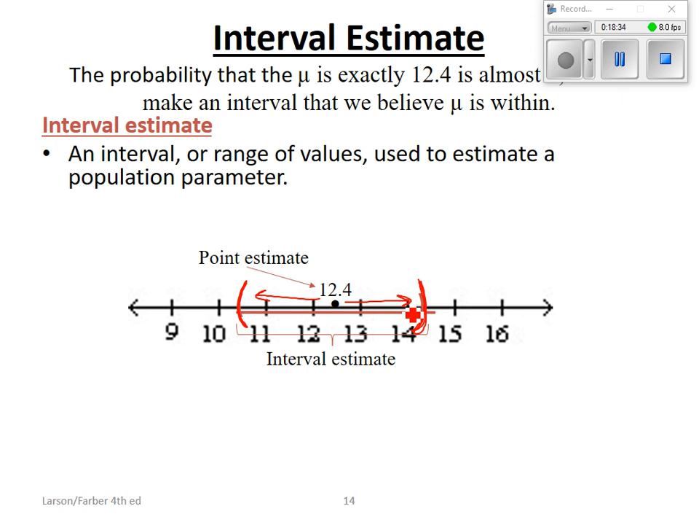So interval estimates: an interval or range of values used to estimate the population parameter. And with this, you have to be careful because we're not saying that the mean of the population is definitely going to fall in there, but there's going to be a certain percentage, and we're going to say that we expect that 90% of the time the mean would fall in that range.